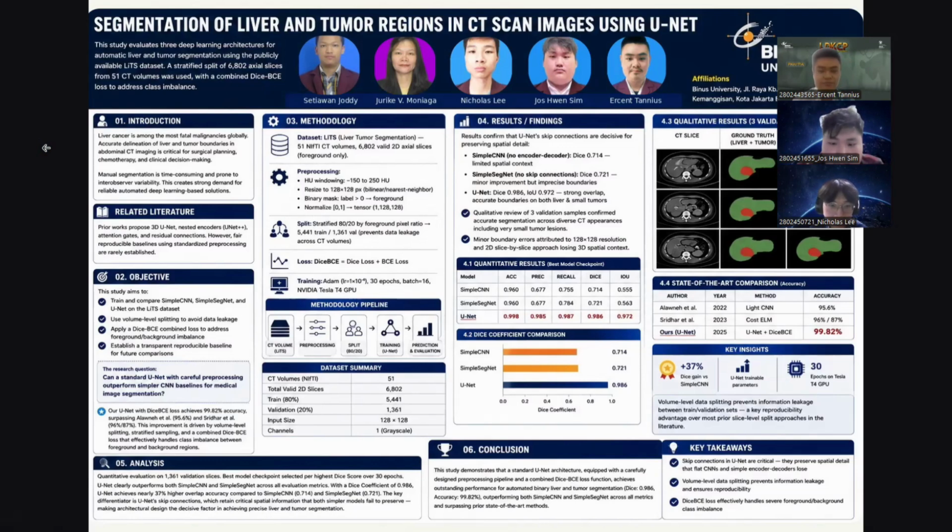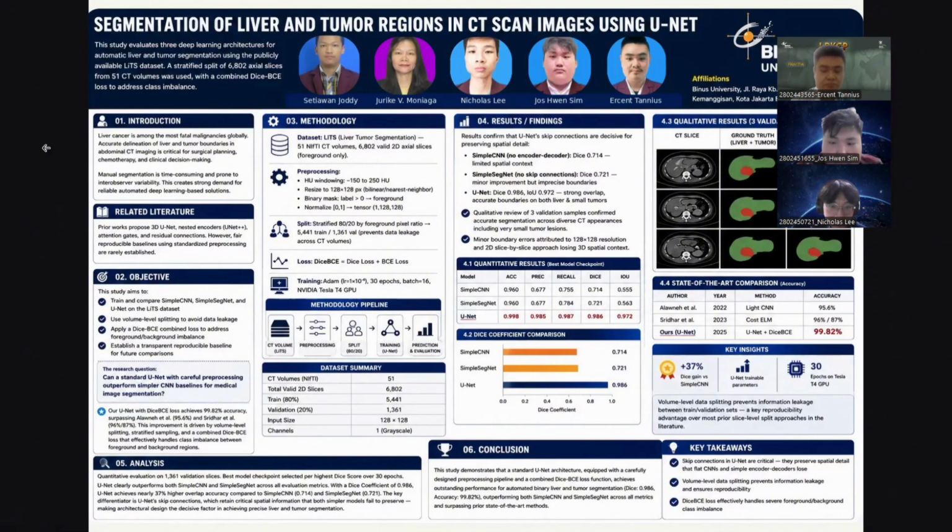Okay, for the analysis, the main reason behind UNET's superior performance is its skip connections. Simple CNN lacks an encoder-decoder structure and struggles to capture spatial context. Simple SegNet includes an encoder-decoder architecture but loses important spatial information during downsampling. UNET preserves spatial details through skip connections, resulting in more accurate segmentation boundaries and substantially higher performance metrics.